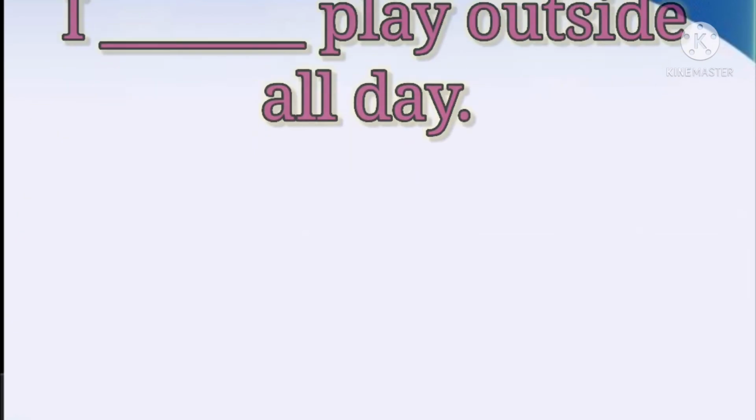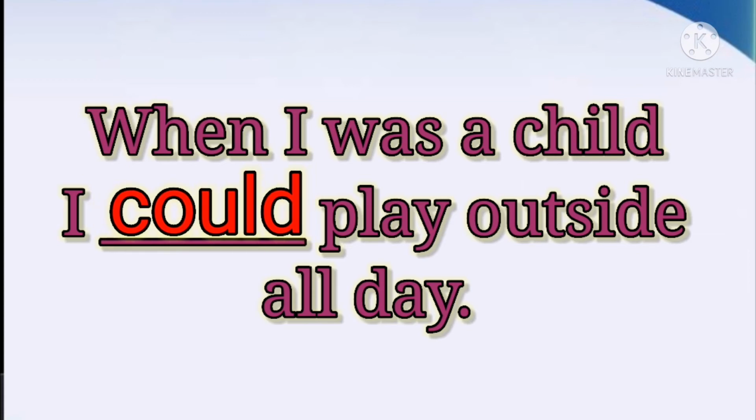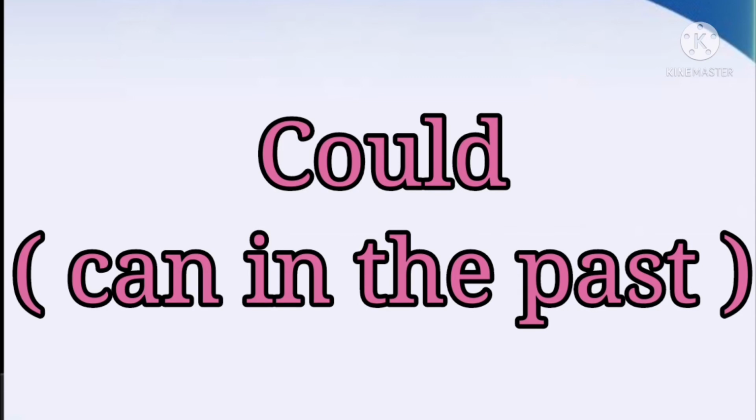Got it? When I was a child, I dash play outside all day. Could, would, should. So, when I was a child, I could play outside all day. Which one describes the capability? The could. Can in the past describes the capability. Here we use can in the past when we turn the verb can into the past could, so it becomes could.